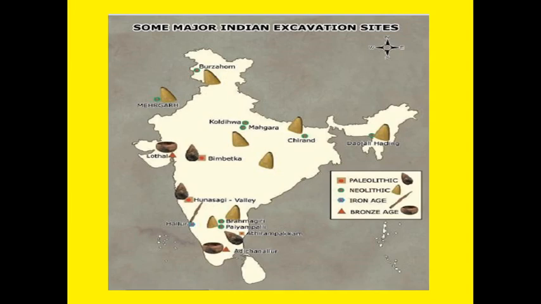You can also compare a map which is shown in your text. Let me tell you the page number. It is on page number 64 in your textbook. You can go through that, read the lesson and note down all the sites which you can see in all the stages, that is the Paleolithic Age, Neolithic Age, Iron Age, and Bronze Age.